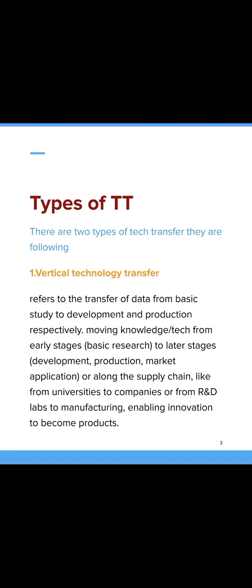Types of technology transfer. It includes two types of TT. First one is vertical and second one is horizontal TT. First, vertical TT. It refers to a transfer of data from basic study to development and production, respectively, moving the knowledge from the early stage, meaning the basic stage, to production, development, or market application. It is like a supply chain, from universities to companies or from R&D labs to manufacturing products.